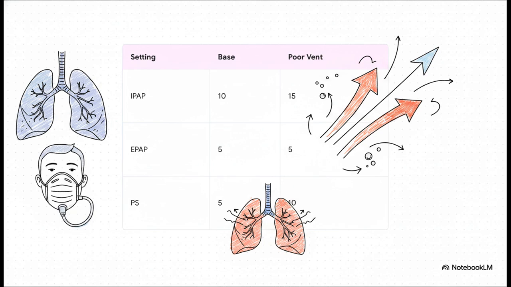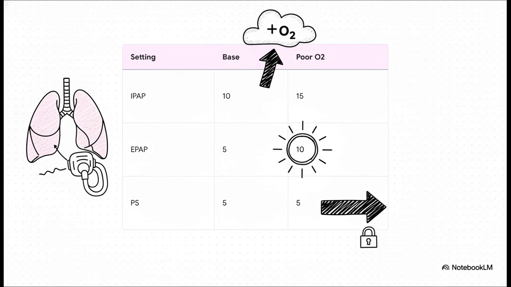That higher support forces bigger breaths and blows off that stubborn CO2. Okay, conversely, what if the patient is ventilating perfectly fine, but they solely have an oxygenation problem? To fix oxygenation, we have to bump up our baseline pressure, the EPAP. Let's raise that EPAP from 5 up to 10.